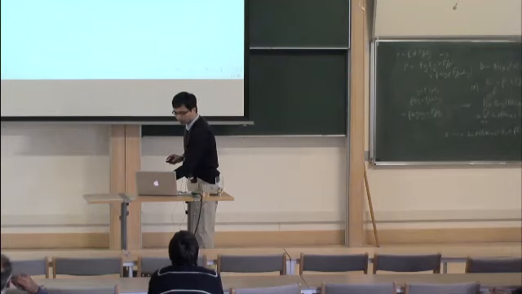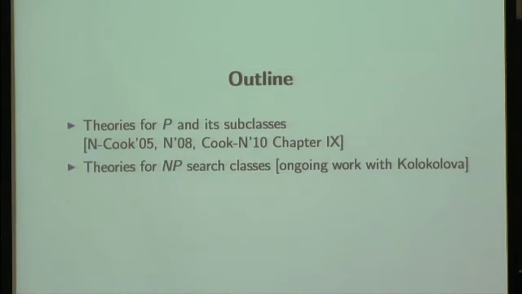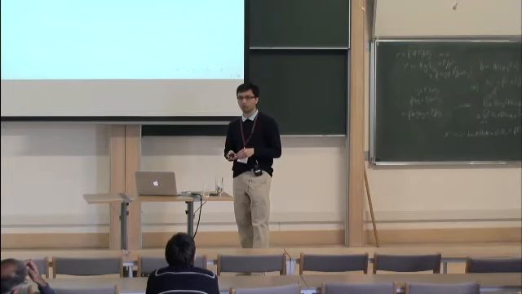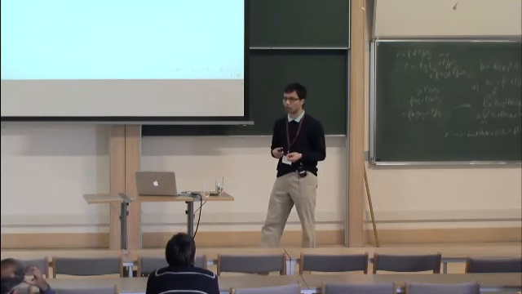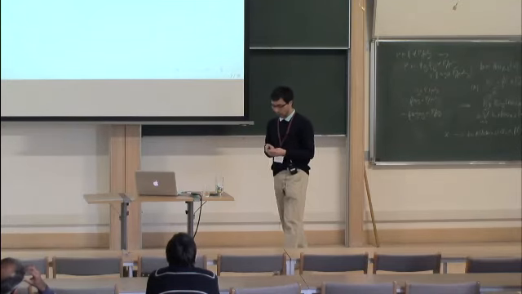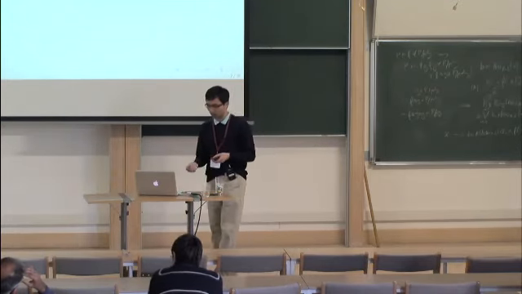In the second part, I'm going to present some first-order theories for the NP search classes. These are some classes that Sambas has discussed. One thing that we can do with these theories is to see what theorems are provable in them. Or in other words, given one theorem, we want to see what theory is capable of proving it. So I will discuss some of this in both parts.